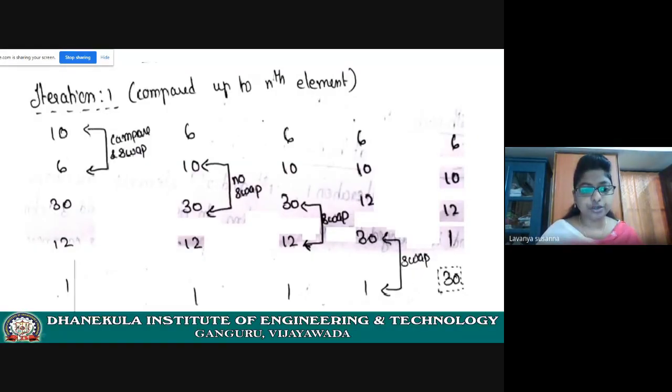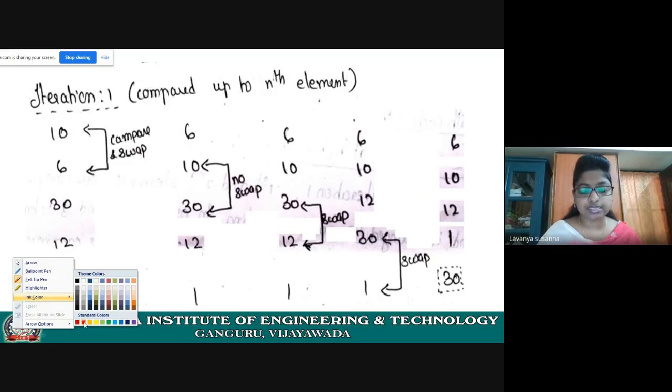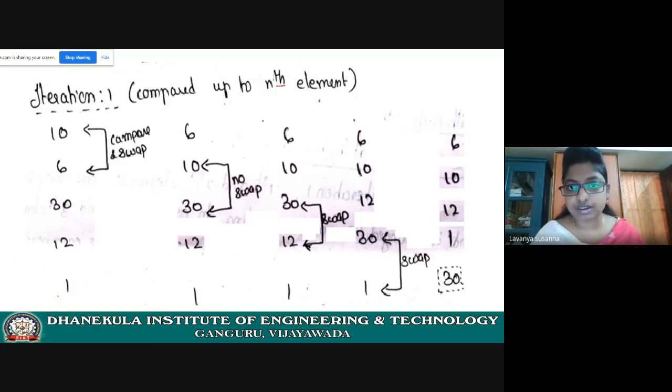In iteration 1, you need to compare up to n minus 1 element, not the nth element. Please rectify this. See, n minus 1. In your notes also, I have given nth element. No, you need to compare n minus 1 because this is 0 index.